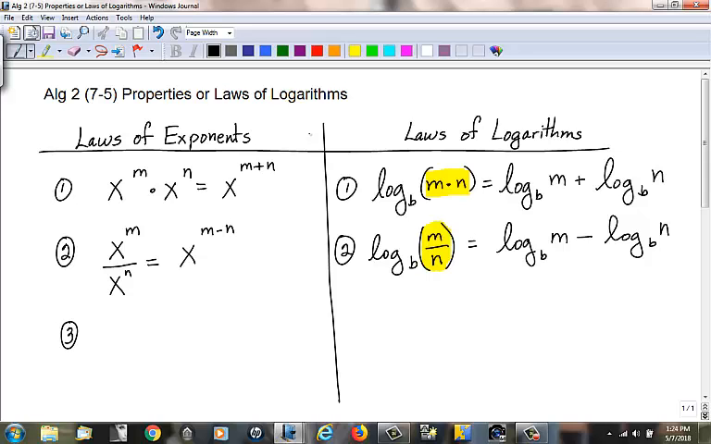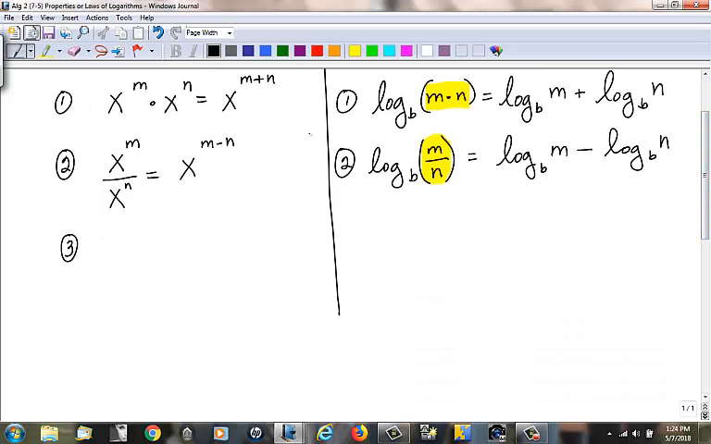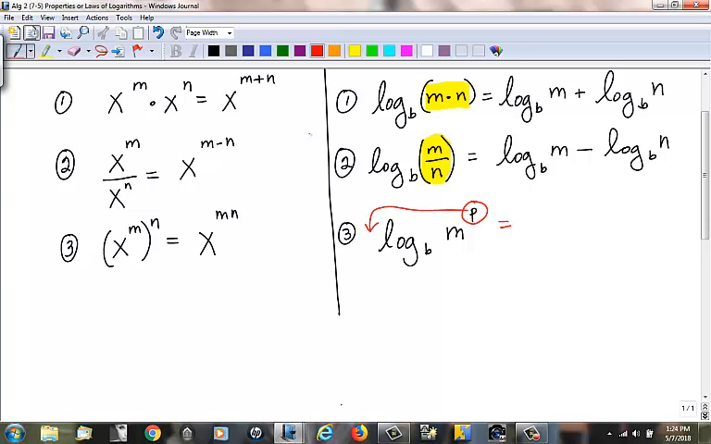The third law of exponents, okay, is raise a power to a power. If you have x to the m power and raise it to the n power, when you raise a power to a power, you multiply. Yep, multiply the exponents. And the third law of logarithms, if you have the log, and they use n to the p power base b, says this exponent will go out front and multiply. So you'd have p times the log of n base b.